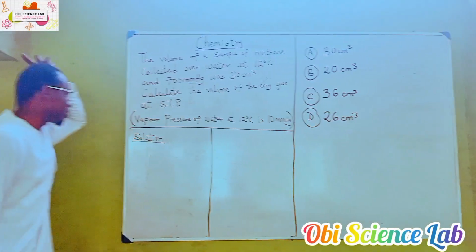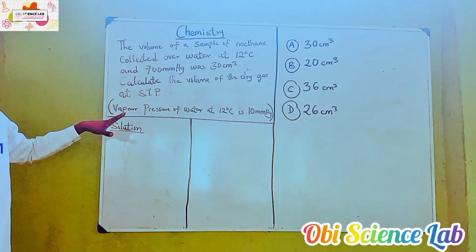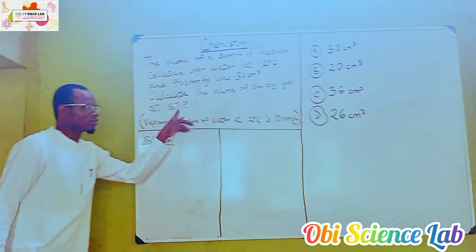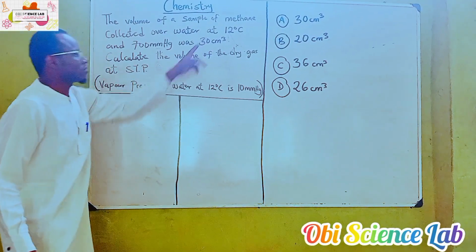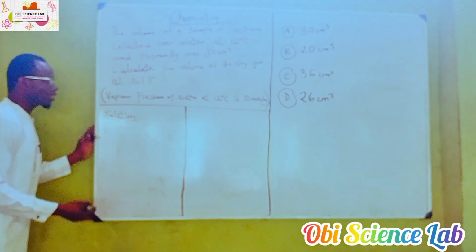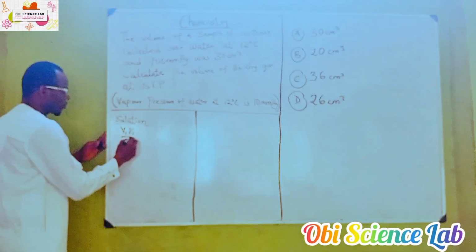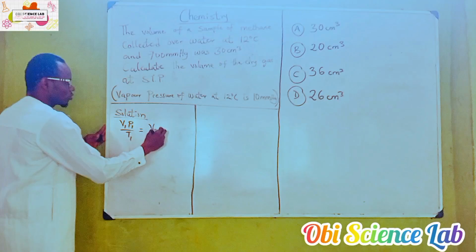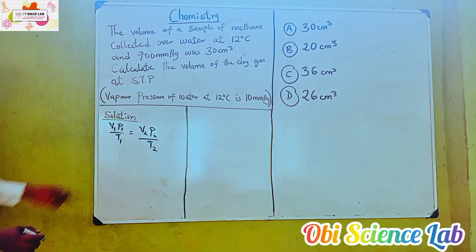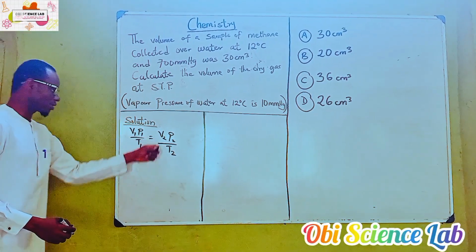So carefully looking at this question, it mentioned STP, and volume and temperature were involved. So we should be thinking about the general gas equation because of the nature of STP and the involvement of volume, temperature, and pressure. So the general gas equation says that P1V1 over T1 is equal to P2V2 over T2. This is the general gas equation. And let's see the data we have and what we are asked to find from these 6 identities.